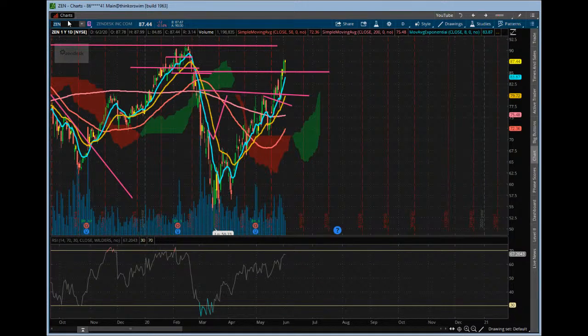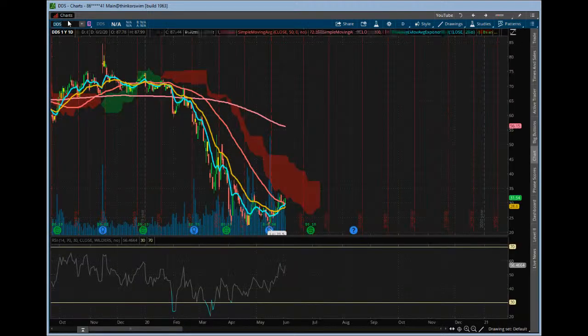Zendesk, big inside day, so see if we can push up to the upside there and try to work its way to the highs. Then that's another one, DDS.